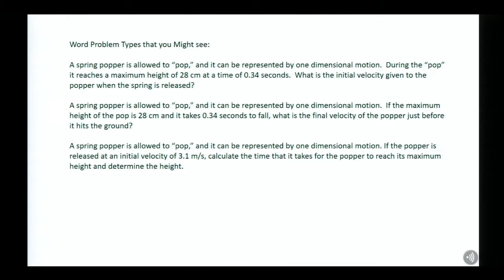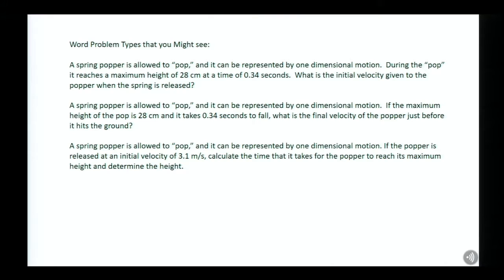One time I did this, somebody asked, what kind of questions might I see related to this data? A spring popper is allowed to pop. It can be represented as one-dimensional motion. During the pop, it reaches a maximum height of 28 centimeters at a time of 0.34 seconds. What's the initial velocity when the popper was released? Go back in, use the equations that I've been using, and I can calculate that. Another one is that it takes 0.34 seconds to fall back down.